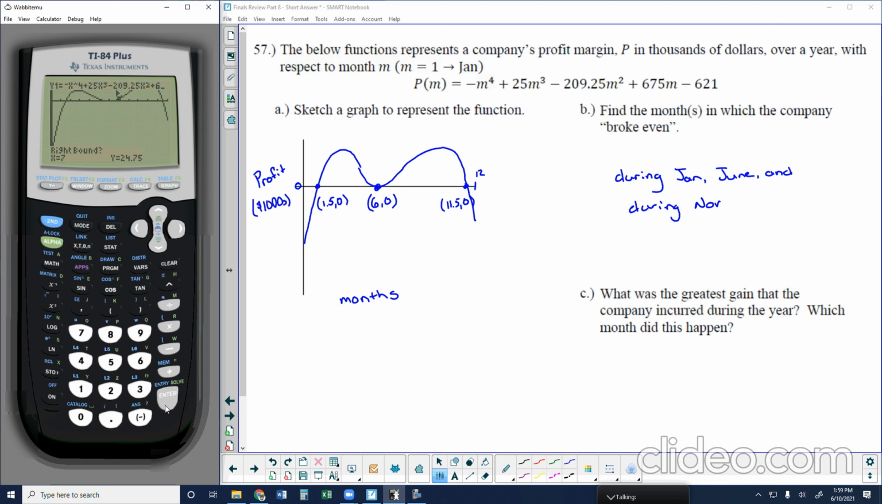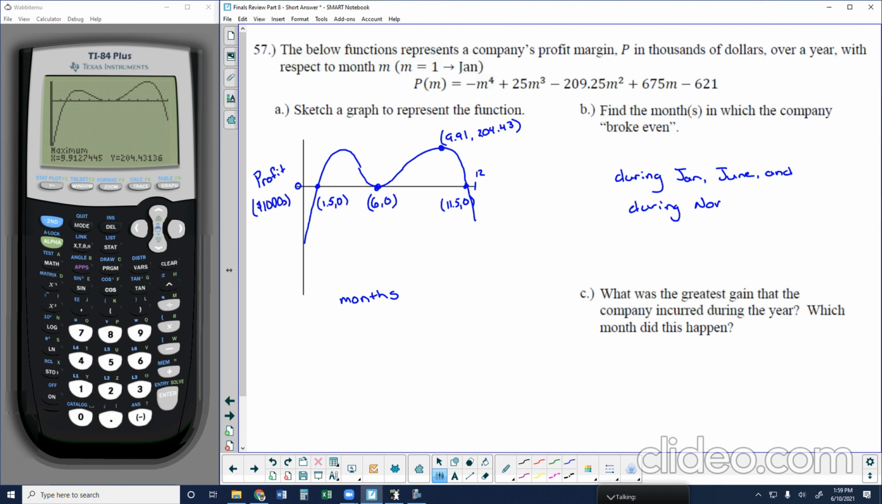It's going to ask me for a right bound. I want a point to the right of that peak, so I'll choose 11. It's going to ask me to guess. I'm not going to guess. Now, depending on how well I choose my points, sometimes it'll round very slightly. So let's go ahead and round this to 2 decimals.